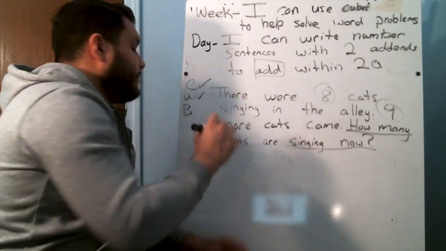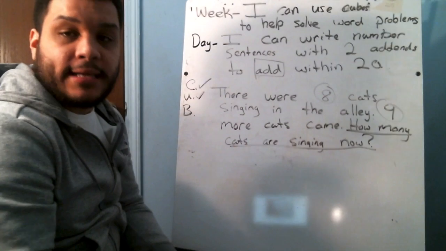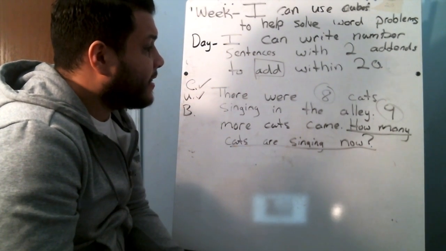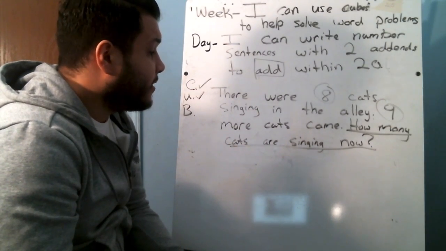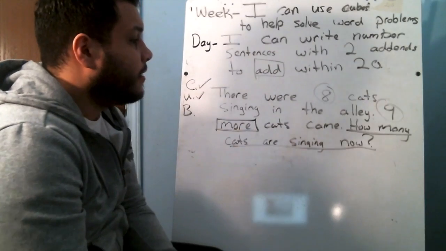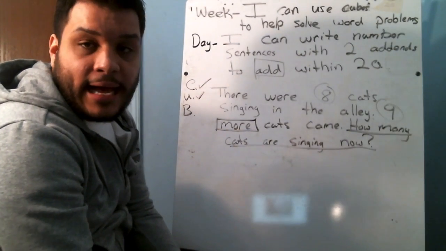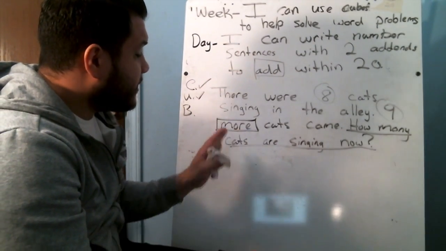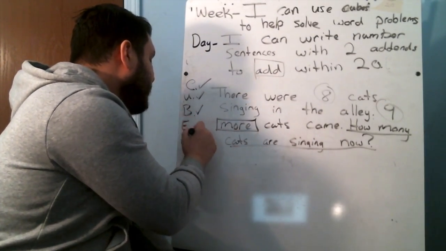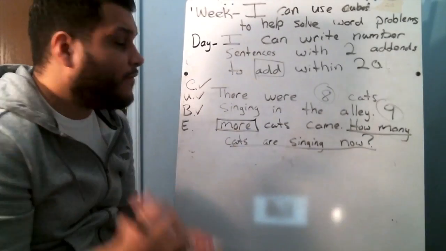Next is, yes, box in the math words. There were 8 cats singing in the alley. No math words there. 9 more cats came. How many cats are singing now? So our only math word today is the word more. I boxed that in. Now I'm moving on to my E, which is to evaluate.